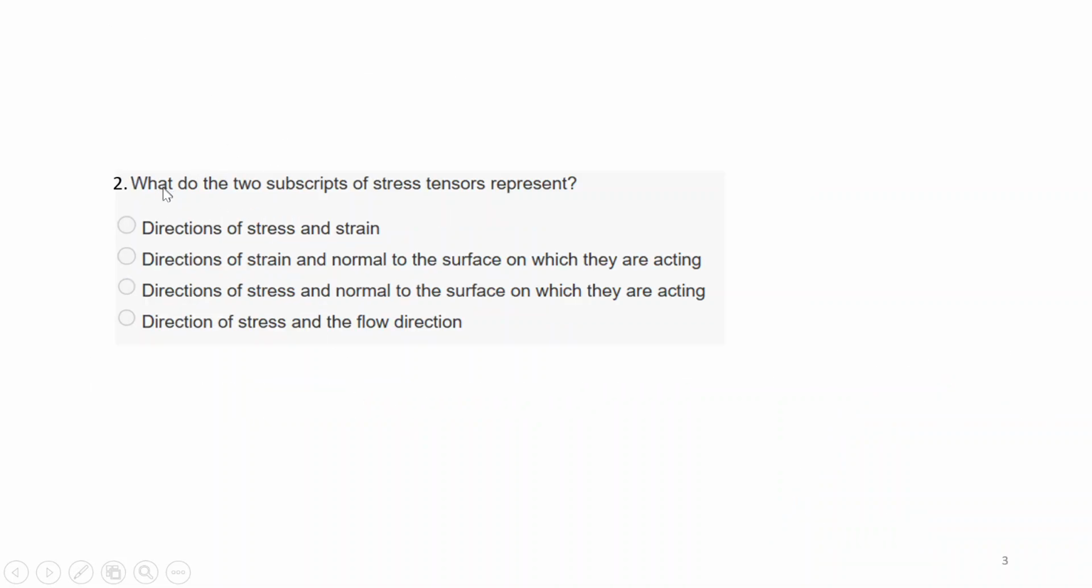The second question is, what do the two subscripts of stress tensor represent? In case of stress, you have to remember it will be denoting the direction of the stress, not the strain. So one of these three can be correct, and the other subscript will be the normal to the surface. These two options can be correct because in the other two there is strain mentioned. The third one will be correct because the other subscript represents the normal to the surface.